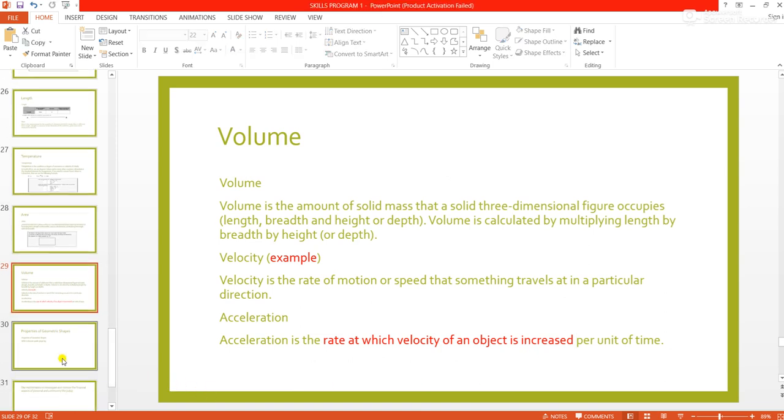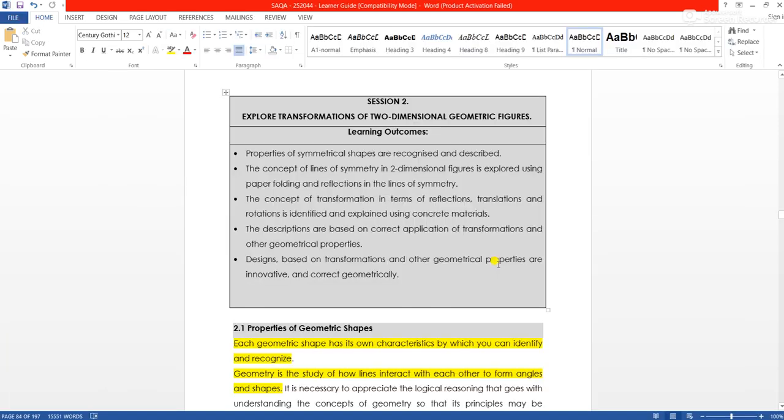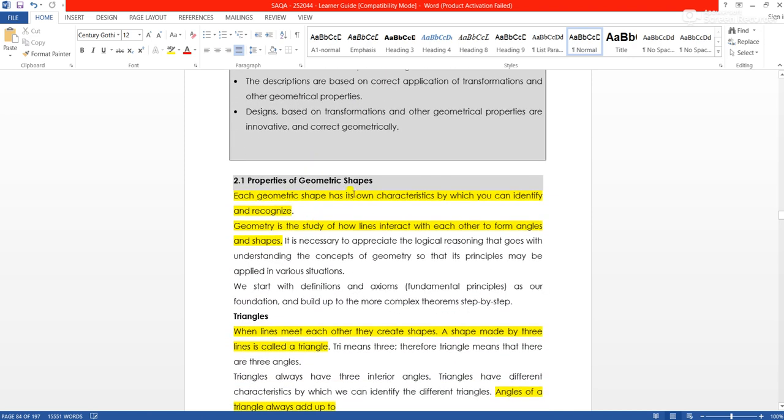So we'll move on to the properties of geometric shapes. We'll just refer to the learner guide page 84. Page 84, it's under session 2, exploring transformations of two-dimensional geometric figures. The properties of geometric shapes are just properties that you need to know. Each geometric shape has its own characteristics by which you can identify and recognize it. Geometry is the study of how lines interact with each other to form angles and shapes.